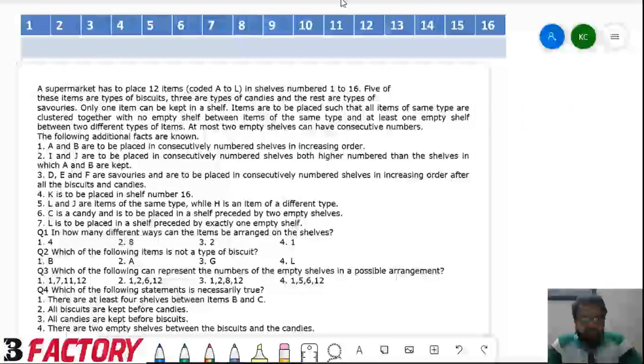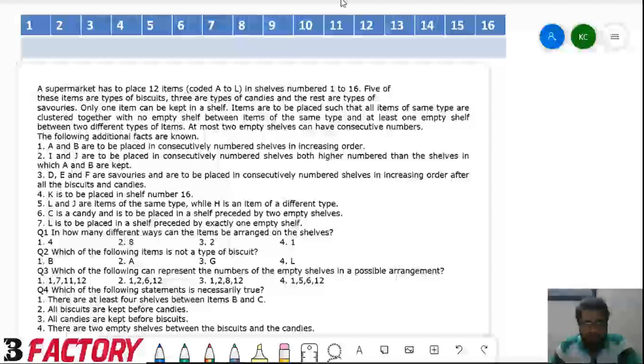So let's solve the last set of this video. Okay. So last set of slot 1 of CAT 2019 DILR section. So let's read the question first, okay, and try to understand what are the cases given. A supermarket has to place 12 items coded A to L in shelves 1 to 16. 5 of these items are biscuits, 3 are candies, and rest are savories.